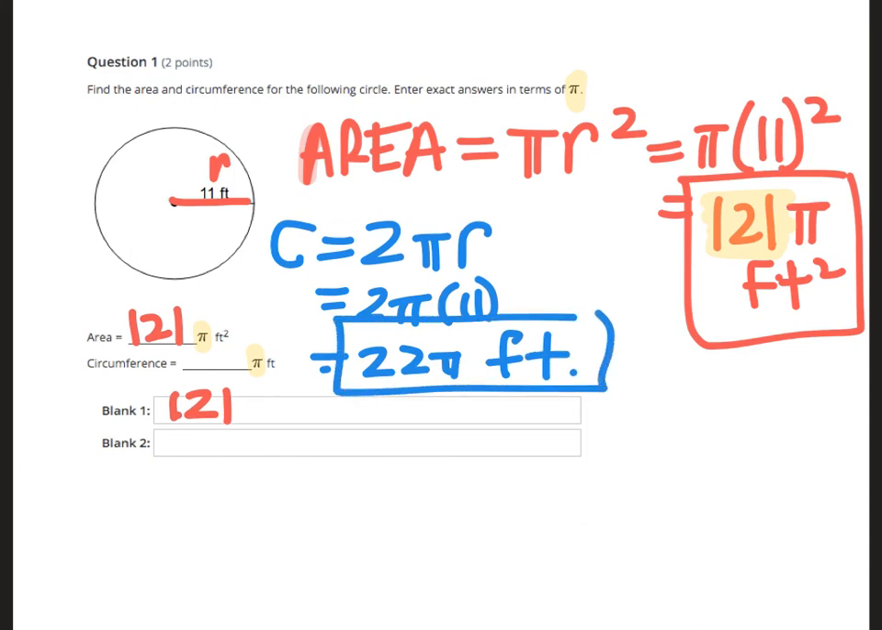Again, we don't want to type in that pi part of my information. So in the blank, I would type in 22, and again, it would pop up here. And that's your final answer for your first problem.